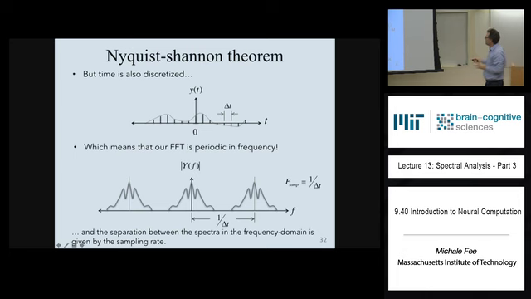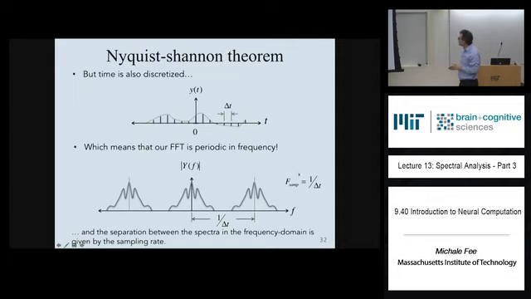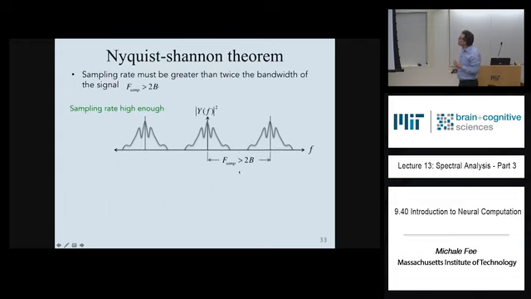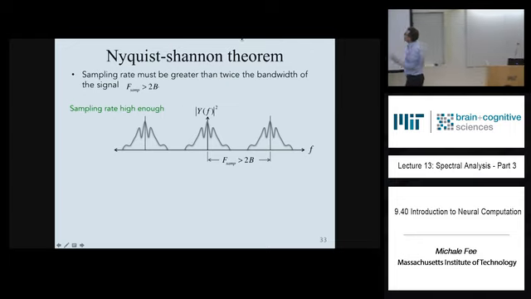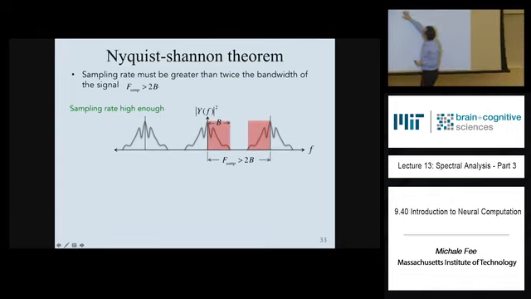Let me say one more thing. The period of the spectrum is 1 over delta t. Does that make sense? Which is equal to the sampling rate. So when we have a signal that's discretized in time, the spectrum is periodic, and there are multiple copies of this spectrum at intervals of the sampling rate. So if the sampling rate is high enough, then the positive frequencies are well separated from the negative frequencies, if the sampling rate is higher than twice the bandwidth.